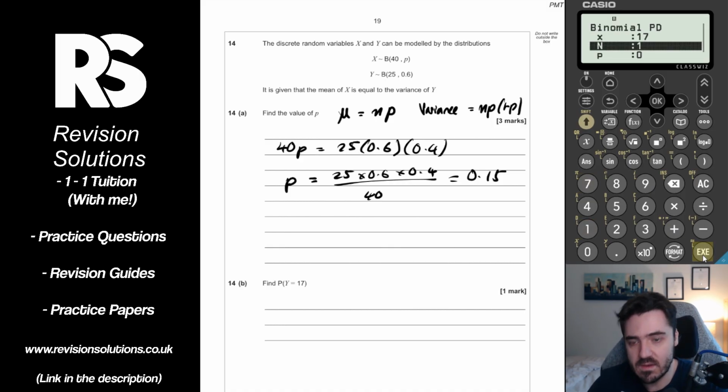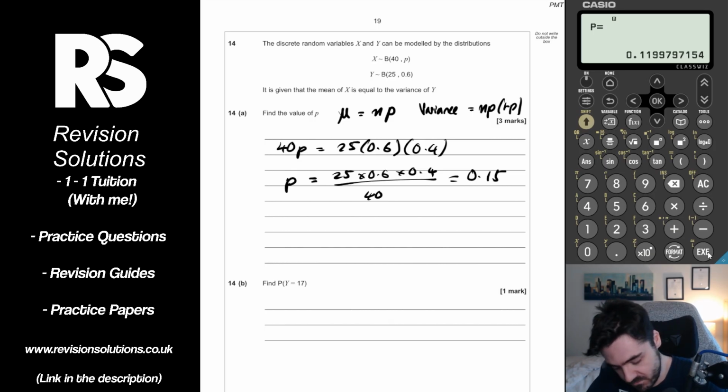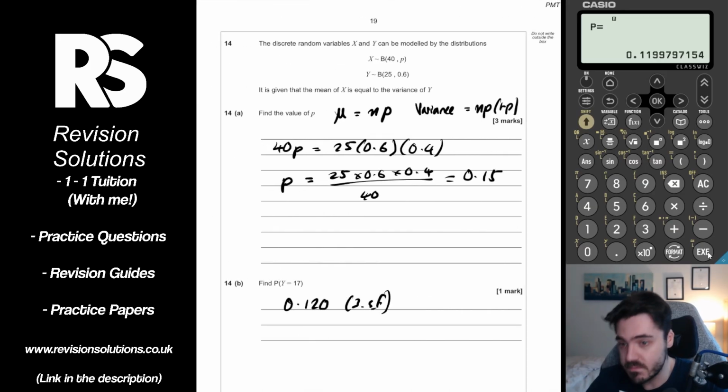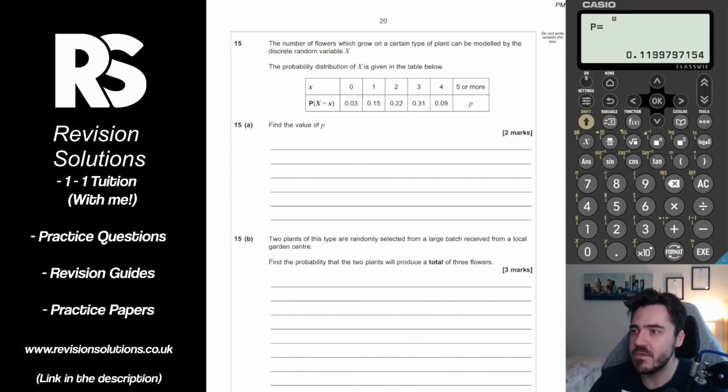Then we use our n and p from the y distribution, so that's 25 and 0.6. That gives us a probability of 0.119, or to 3 significant figures, it would be 0.120. Okay, that's the end of the question. Moving on to question 15.